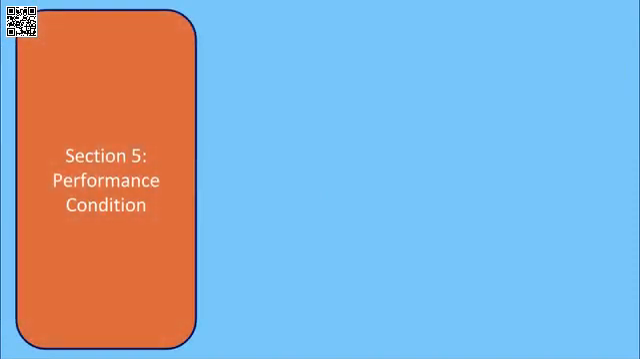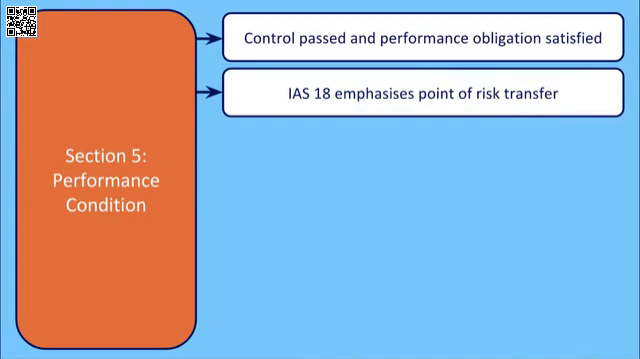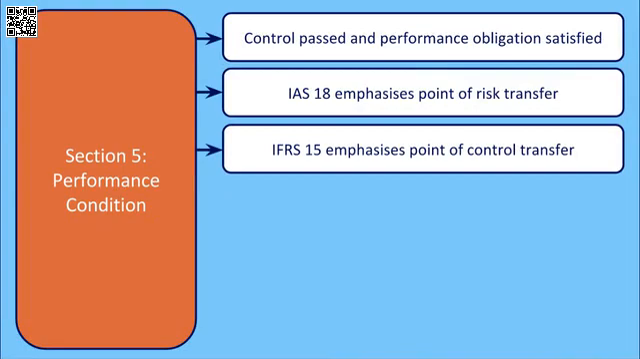Section 5. Performance conditions satisfied. This part of the framework states that revenue cannot be recognised until control has passed and the performance obligation has been satisfied. It is interesting to note that in IAS 18, revenue is recognised at the point that risk is transferred, whereas IFRS 15 recognises at the point that control is transferred.